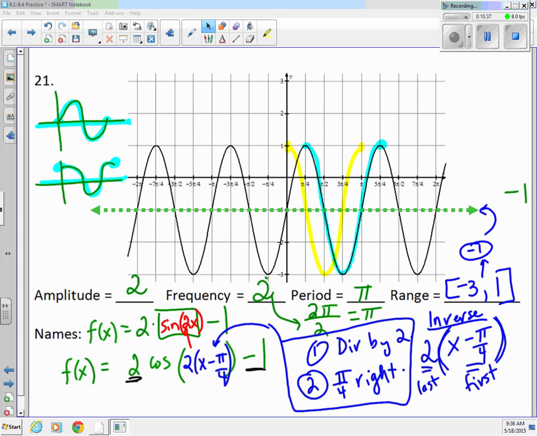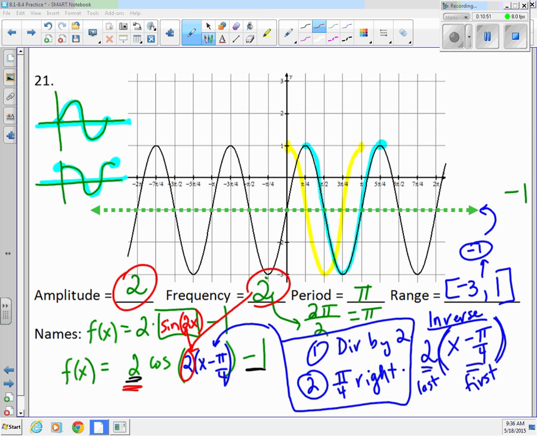Okay. With those names down, we're going to try to get some other names. And by the way, just to take a look, your amplitude is still 2. I hope you see that. Your frequency is still 2. I hope we see that as well. So those things should match up.